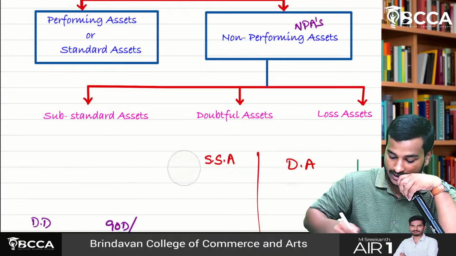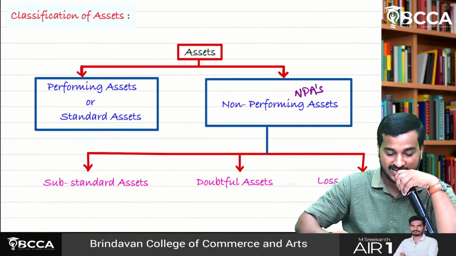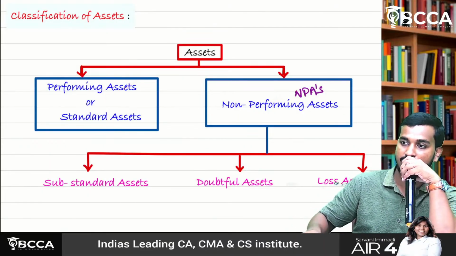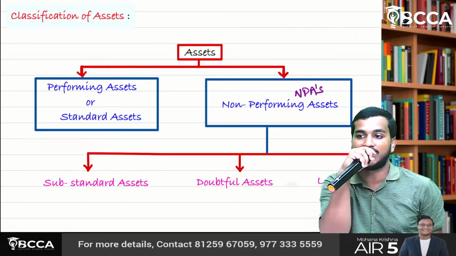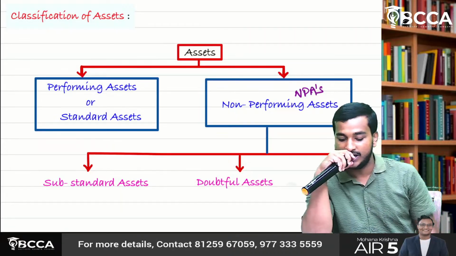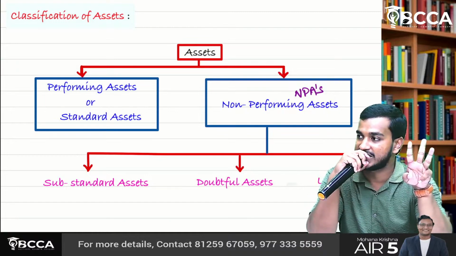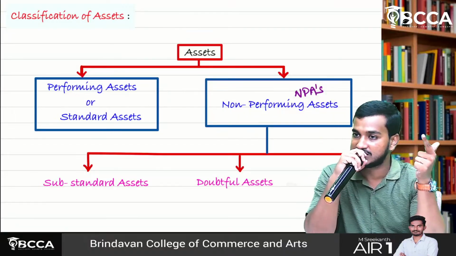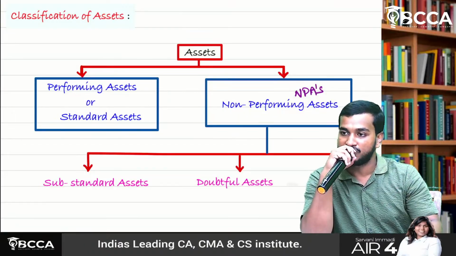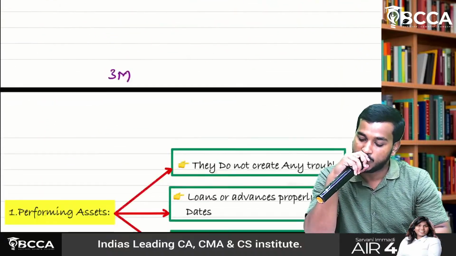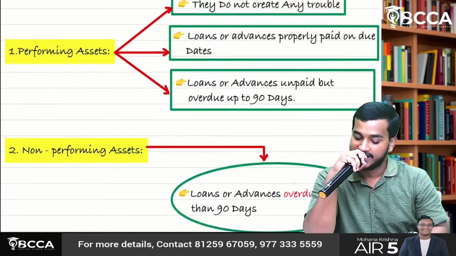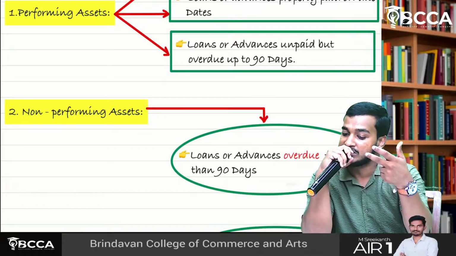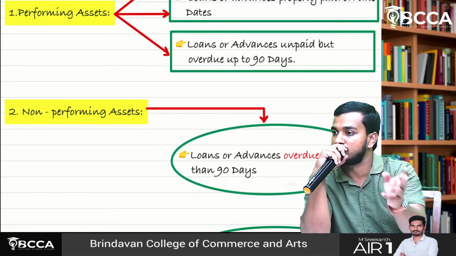So now tell me, total assets are divided into two types as per RBI norms. What are those two types? Performing asset and non-performing asset. Performing assets are also called standard assets. NPAs again have three categories. What are those three categories? Substandard asset, doubtful asset, loss asset. So performing assets means overdue up to 90 days. Next, NPA means overdue more than 90 days. Again that NPA has three categories: substandard, doubtful, loss.